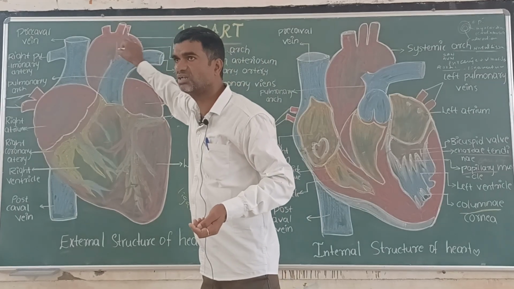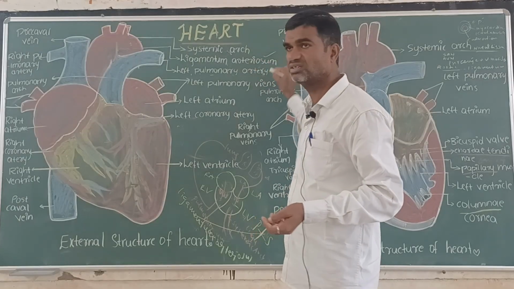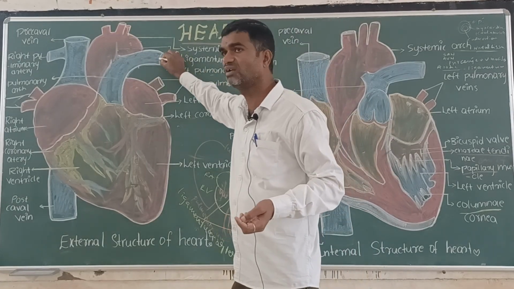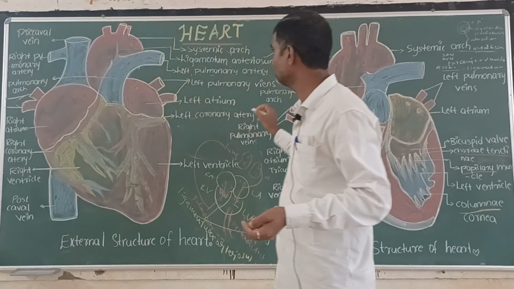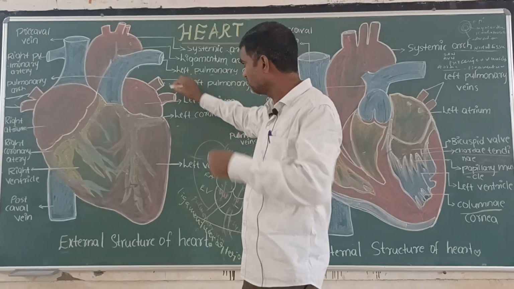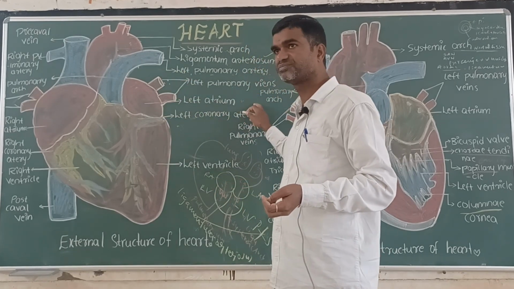Up to now we have covered the pulmonary arch and systemic arch. And between them the ligamentum arteriosum is present. It is the left pulmonary artery, and next one, left pulmonary veins. These are called left pulmonary veins.